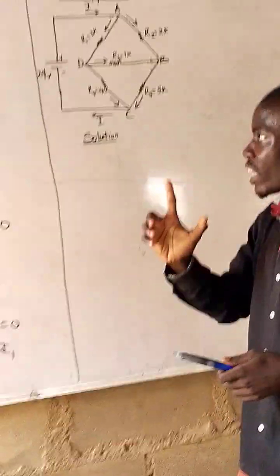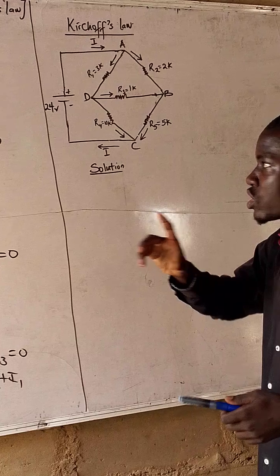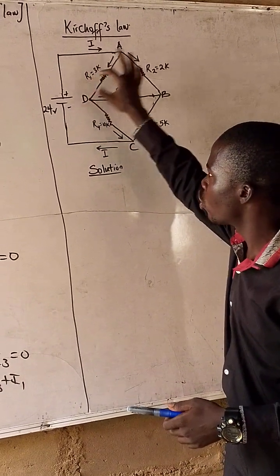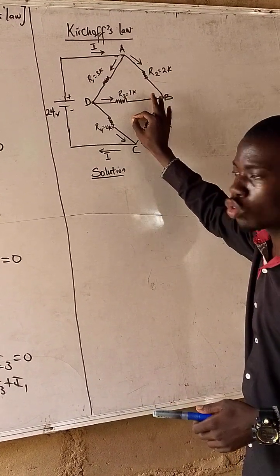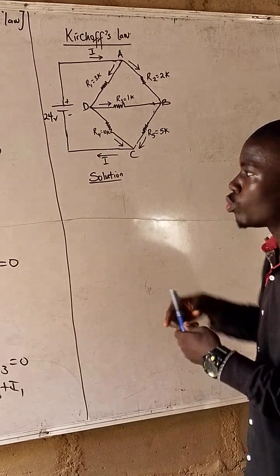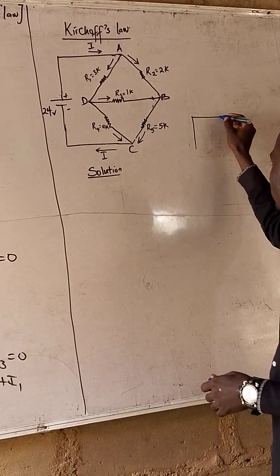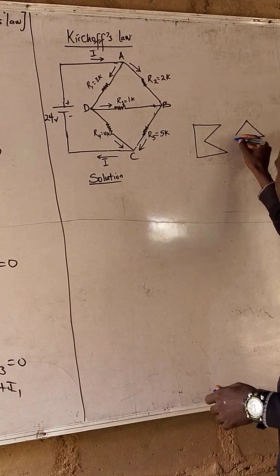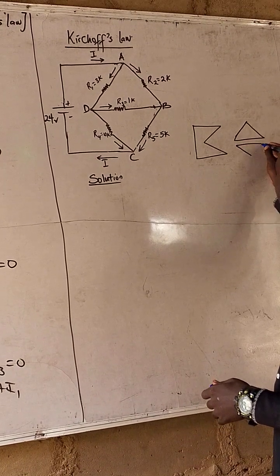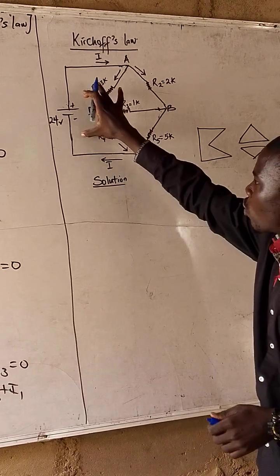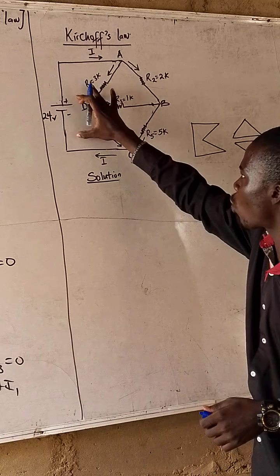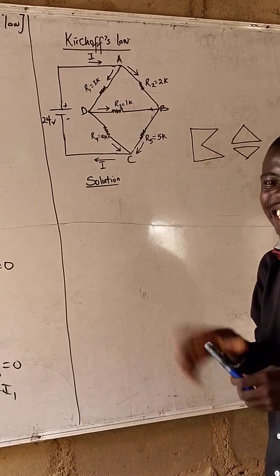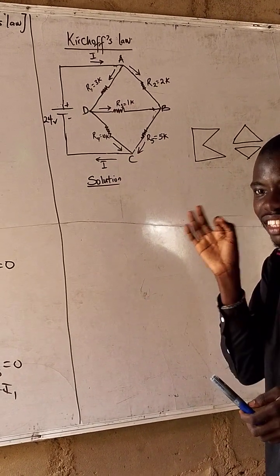Now, you need to check this. How many loops do we have here? We have 1 loop, 2 loops, and the 3rd loop. The first loop is like this. Can you see? The 2nd loop is like this, while the 3rd loop is like this. Since we are having 3 loops, we will have 3 simultaneous equations. Please take note.